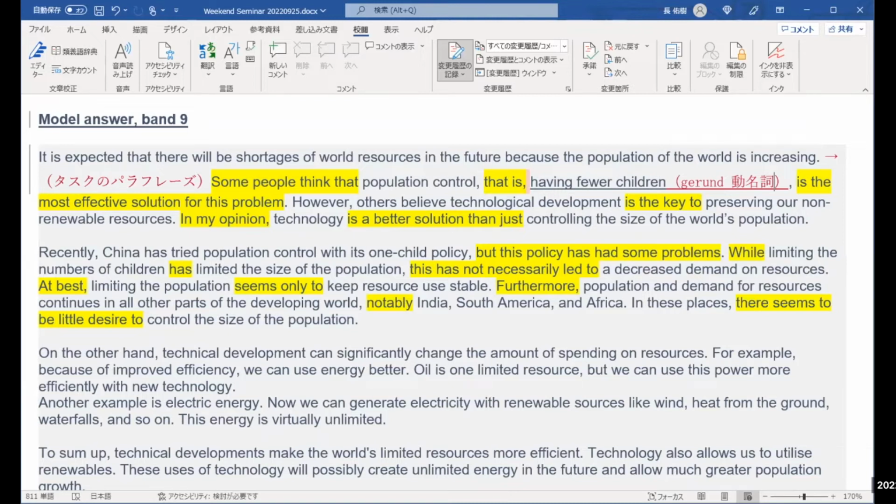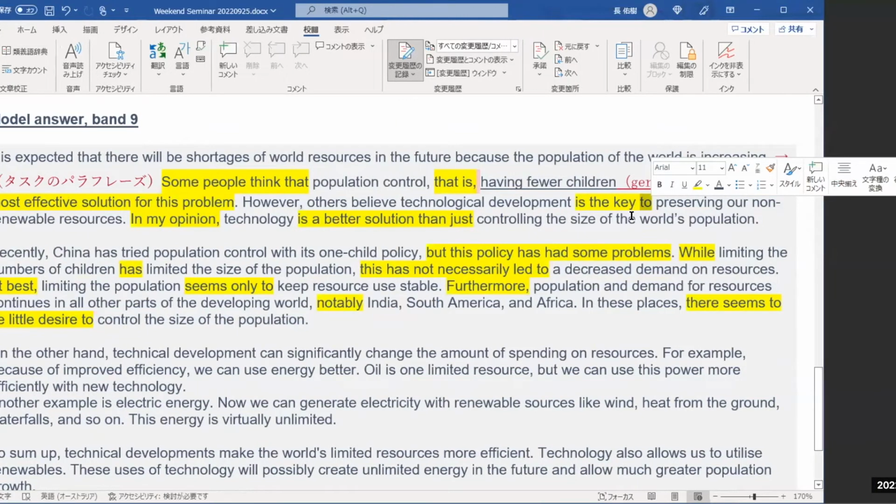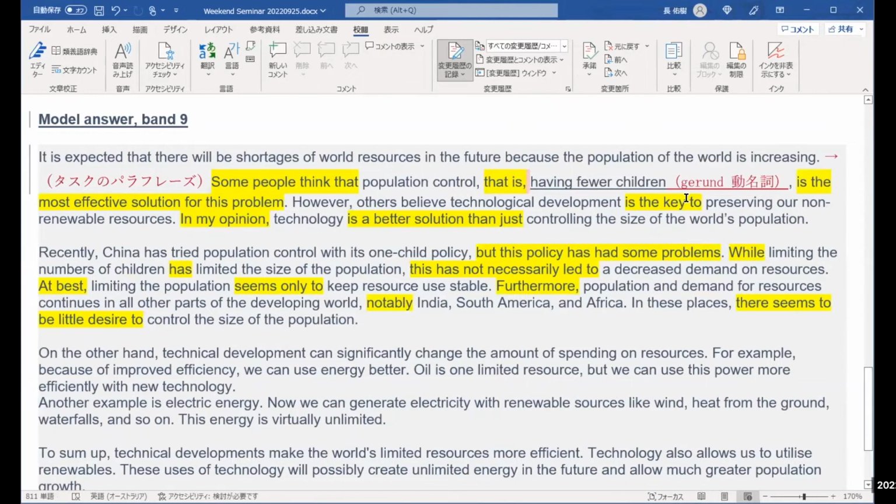However, others believe technological development is the key to. And you see that word to? What is it? It's a preposition. Now, when you have a preposition, you can have a gerund after that. And we have one here. The key to preserving our non-renewable resources. So when you have a preposition like to, then the next word won't be a verb, it will be the noun form of the verb, because after a preposition, you must have a noun.